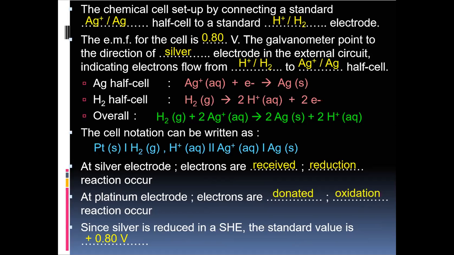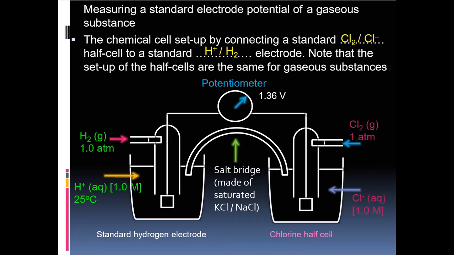At the silver electrode, electrons are received, reduction occurs there. At the platinum electrode, electrons are donated, so oxidation occurs, and the silver is reduced in a standard hydrogen electrode. The standard value is plus 0.80. Again, do not memorize that. It's a standard value. I will supply it if I give you questions to solve.